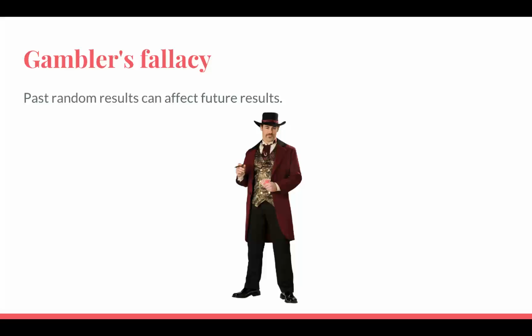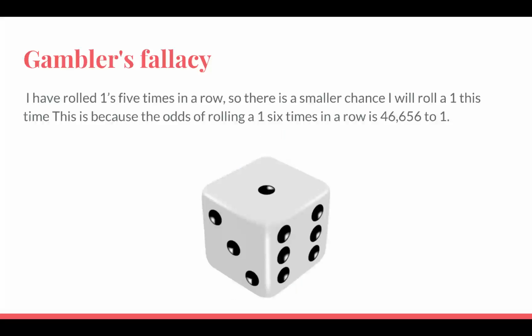The gambler's fallacy. So this one's interesting. Past random results can affect future results. No, they can't. Man, I wish people knew this one more. Vegas would not exist in the format it does if people understood this. So let's look at an example. We're going to dig in a little bit more on this one because this one is very near and dear to my heart. So I've rolled ones 5 times in a row.